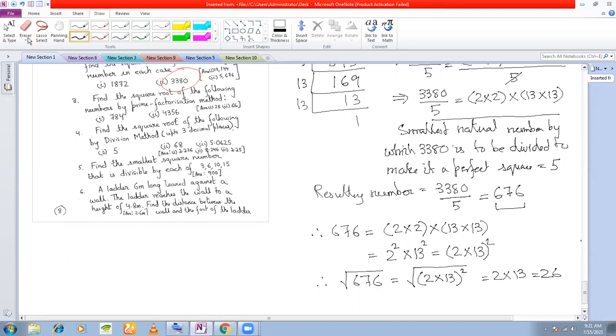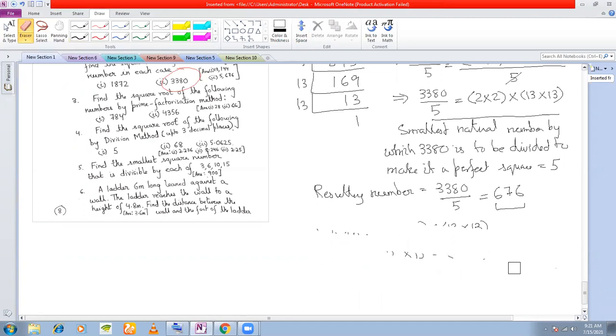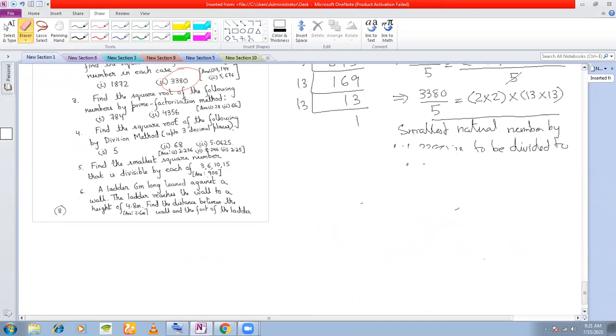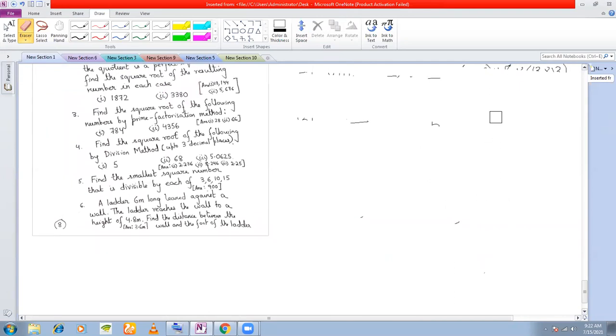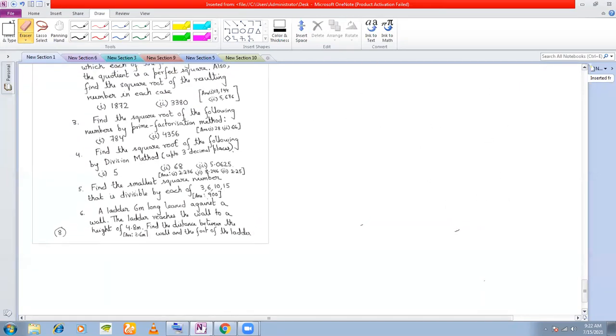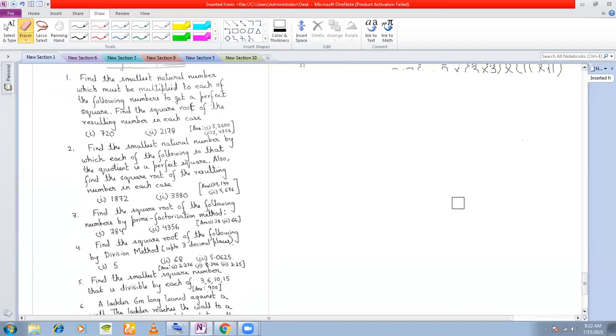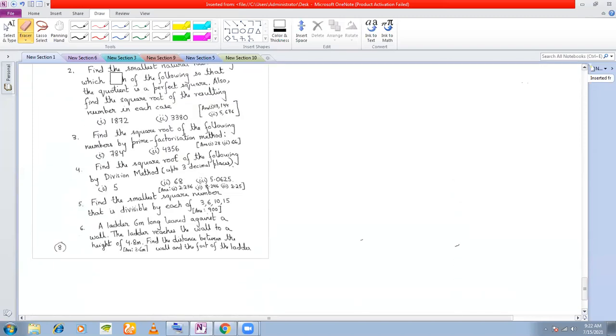Okay, let's move on to the next question. The next question is, find the square root by prime factorization method. Okay, let's take the bigger number, 4356. You know how to find out the square root by prime factorization method. This should be easy for you. So let's take number 3, part 2, 4356. Let's prime factorize this.